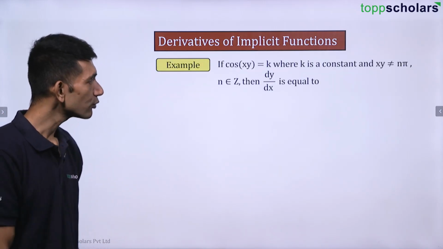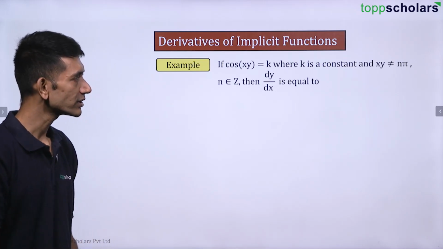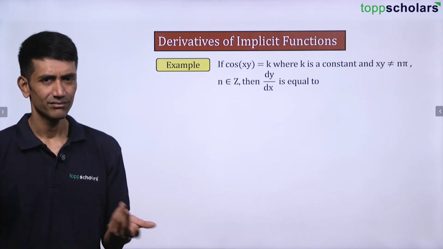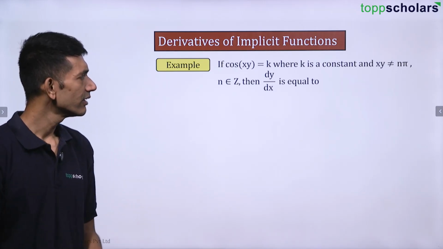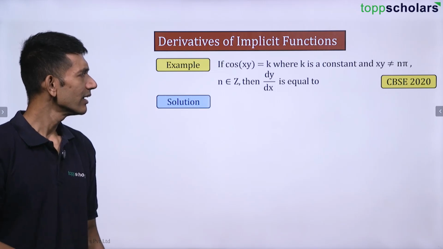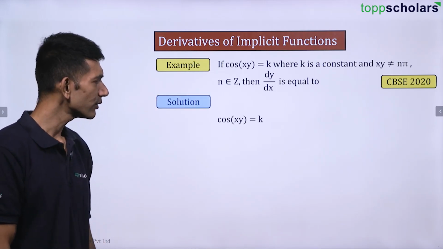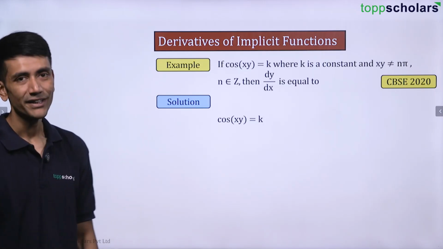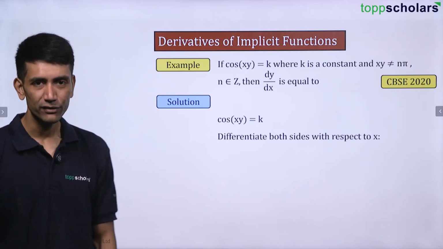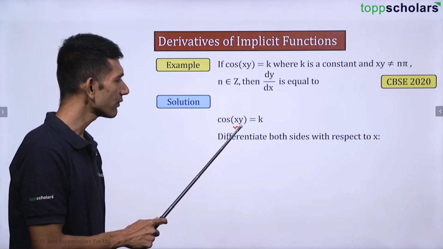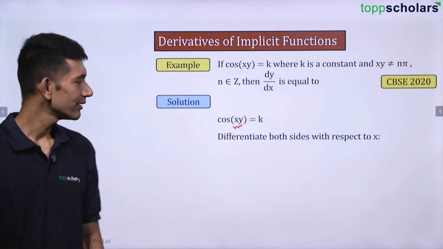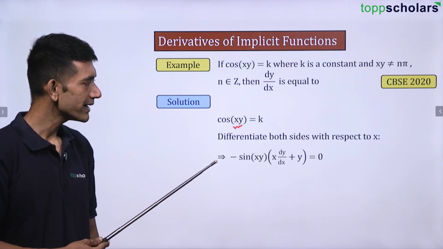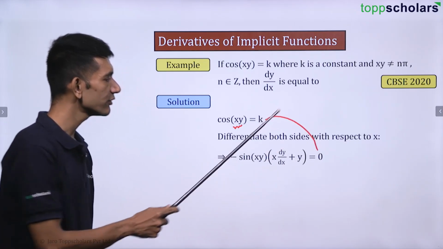If cos of xy is equal to k, where k is a constant and xy is not equal to n pi, where n belongs to the set of integers, then what is dy by dx equal to? It's a simple question. Cos of xy is k, correct? So obviously we need to differentiate on both the sides with respect to x first. And this is xy. Don't forget we are going to apply product rule also there. So d by dx of cos of xy is equal to d by dx of k. Derivative of constant is 0.